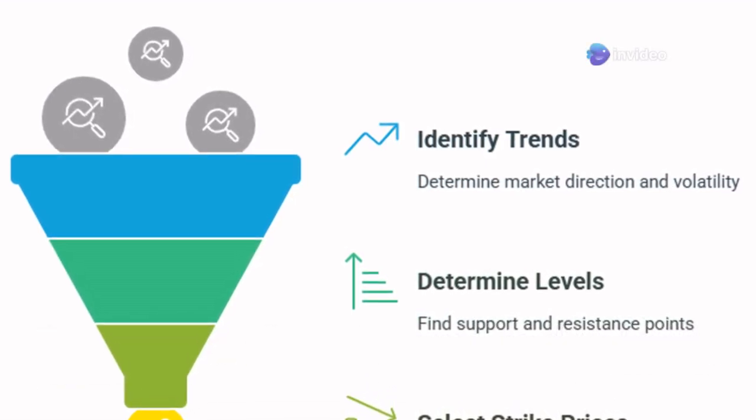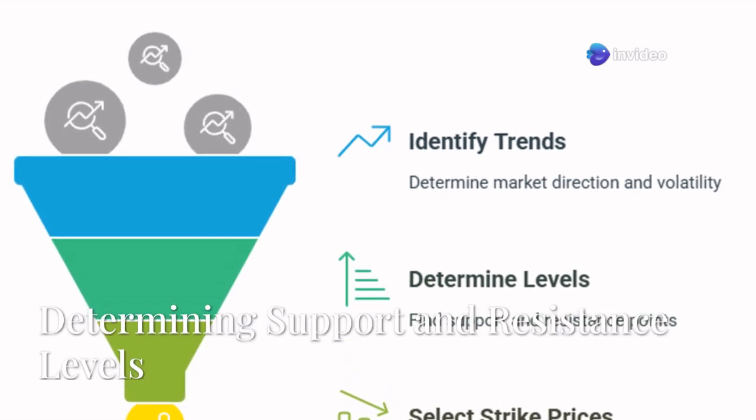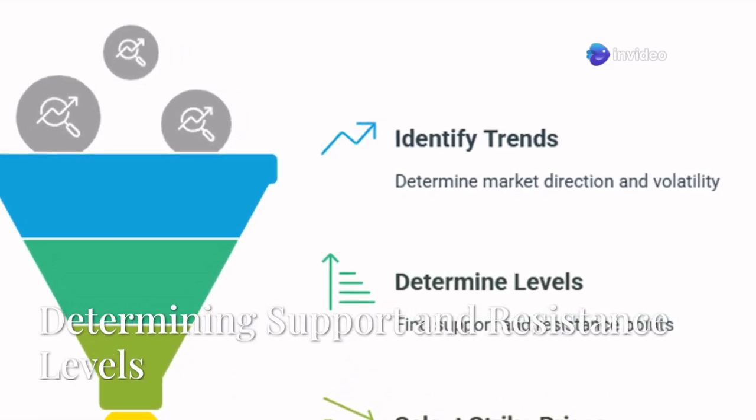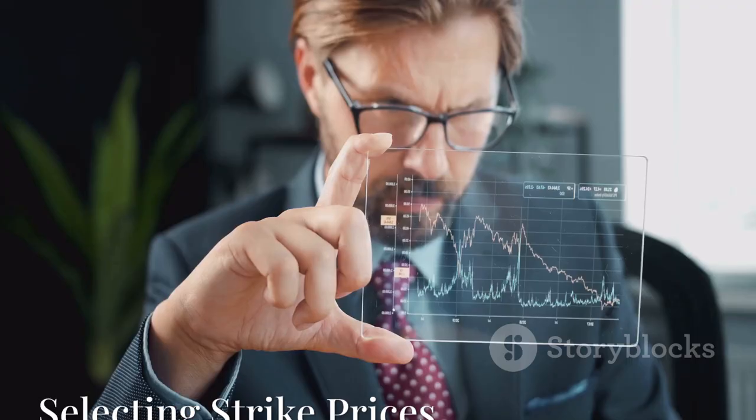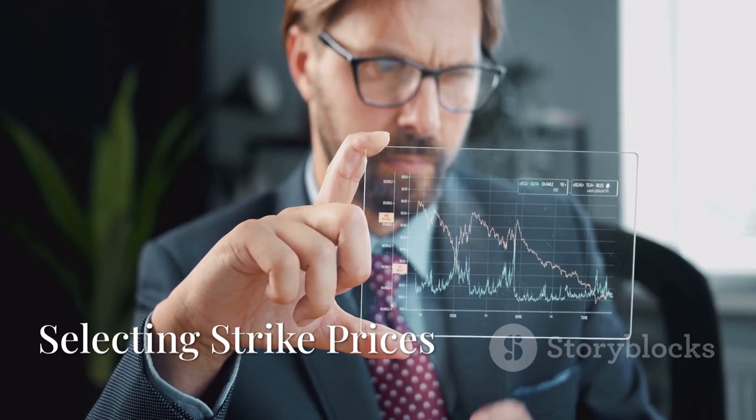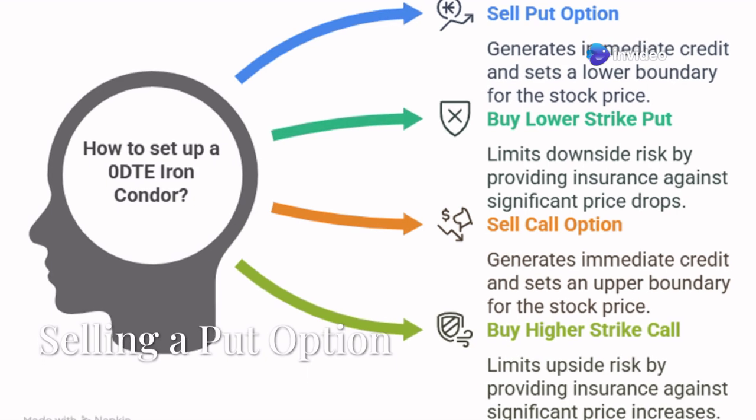Identify the current market trend and volatility levels. Determine support and resistance levels to define a reasonable trading range. Select strike prices outside these levels to increase the probability of success.